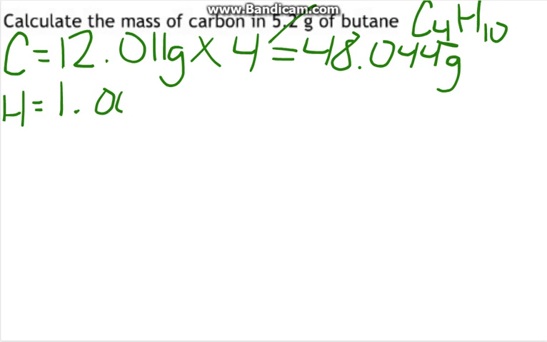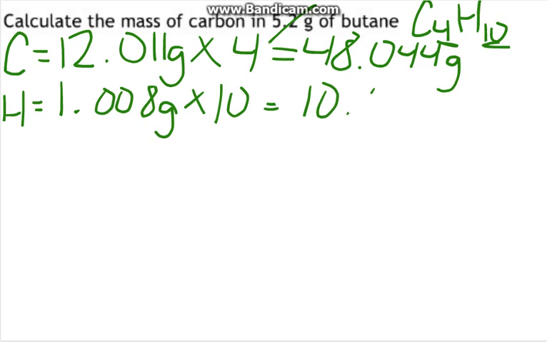And then you need to do the same thing for hydrogen. Hydrogen, we have 1.008 grams as its molar mass. We have 10 of those. So we have 10.08 grams of hydrogen.